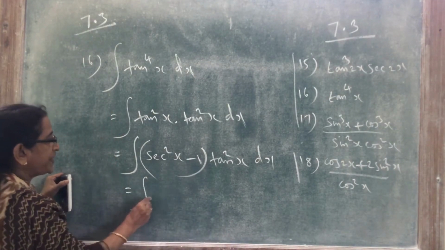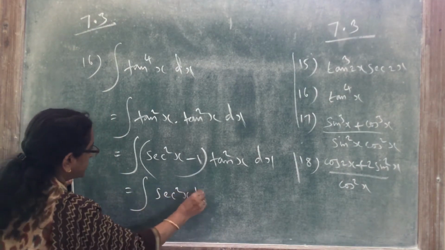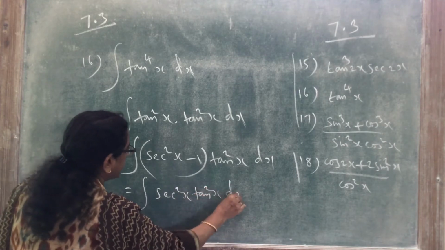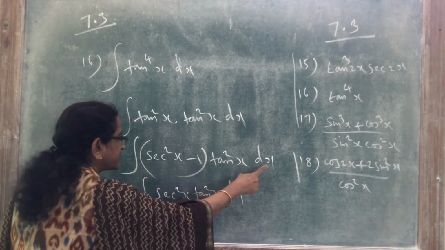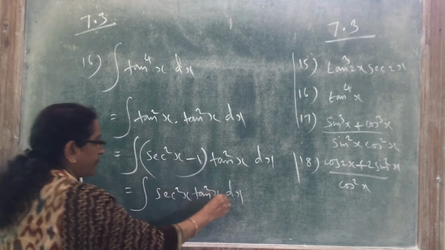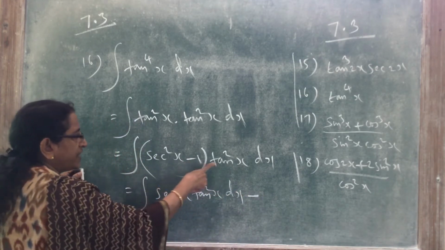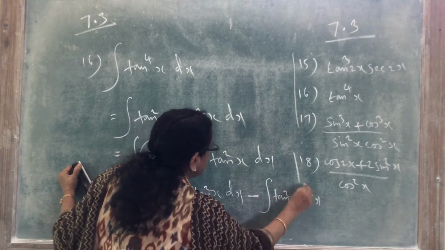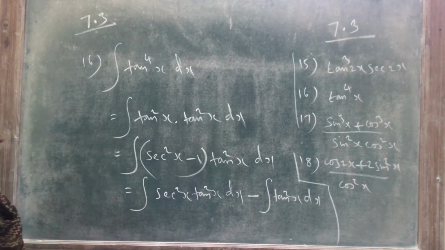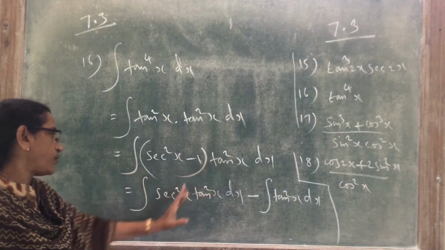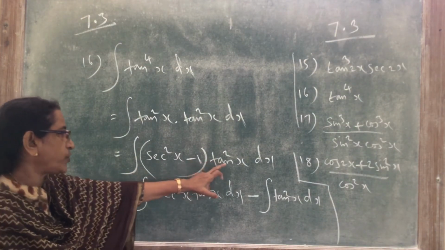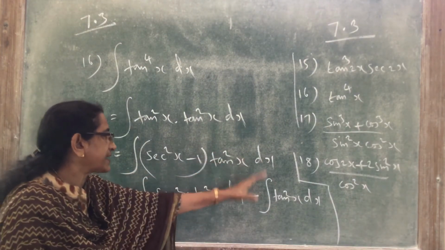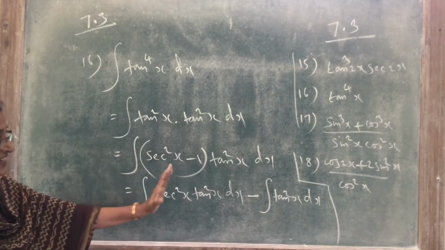So that is equal to integral sec square x tan square x dx, one integral, minus integral 1 into tan square x, so that is minus integral tan square x dx. So write as 2 integrals.